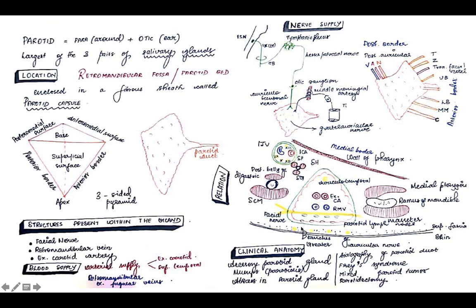Now let us move on to the clinical anatomy. Accessory parotid gland, mumps parotitis, abscess in the parotid gland, that is pus collection, sialography, which is a radiological procedure to visualize the parotid duct and its course, Frey's syndrome, also called auriculotemporal nerve syndrome, mixed parotid tumor, also called pleomorphic adenoma, and parotidectomy, nothing but the removal of the parotid gland.